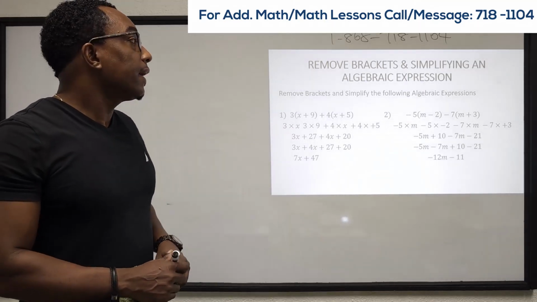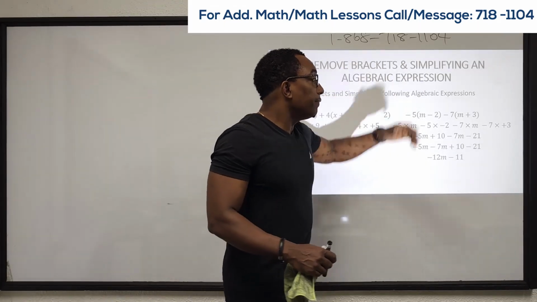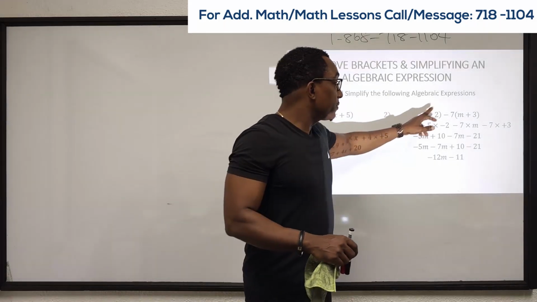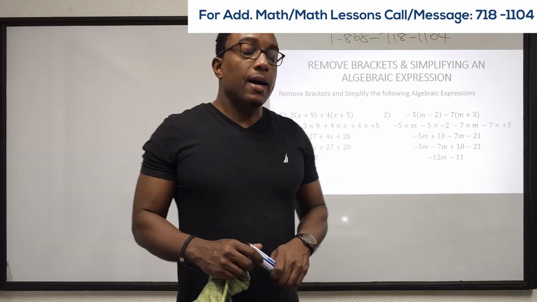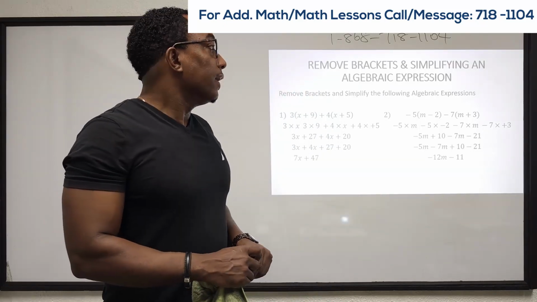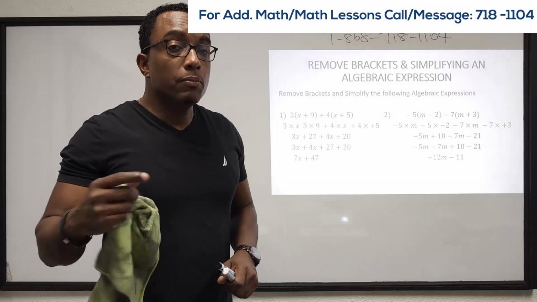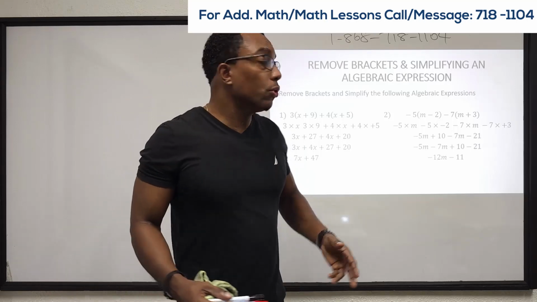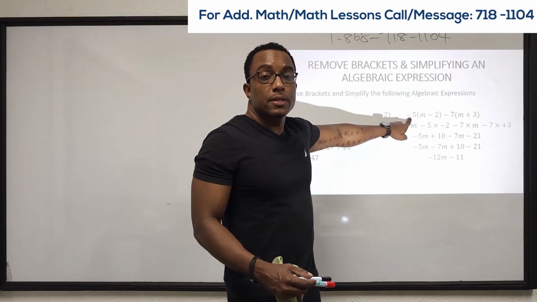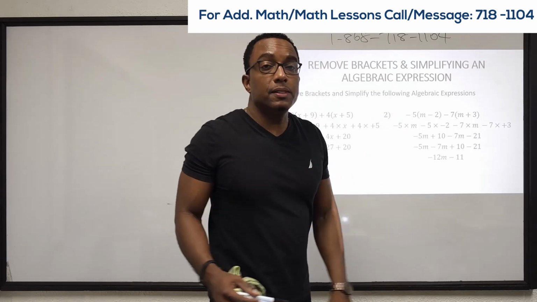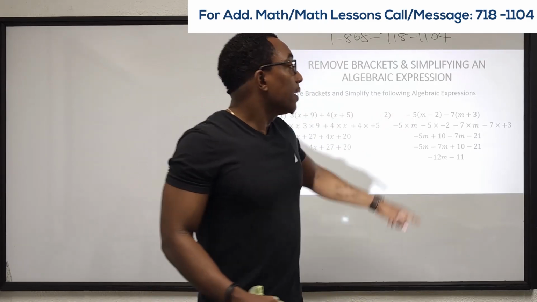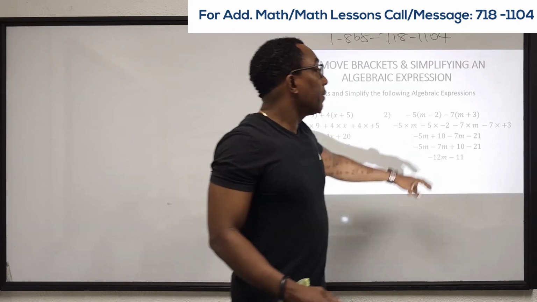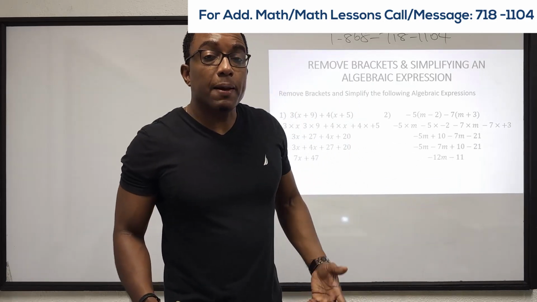Similarly, for example 2, in order for us to simplify that algebraic expression, the first thing we observe is brackets, and when brackets are shown in an algebraic expression, the objective is to remove them, and to do so, the distributive law can come into play. So we're going to multiply negative 5, which is a number outside of this bracket, by the algebraic expression within, and we're going to take the number outside of the second bracket, which is negative 7, and multiply it by the algebraic expression m plus 3 within.